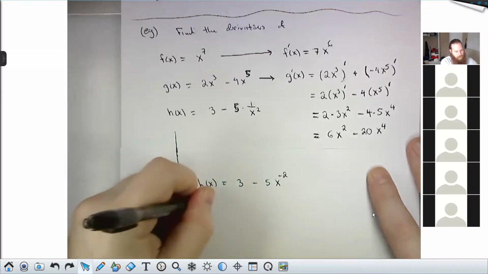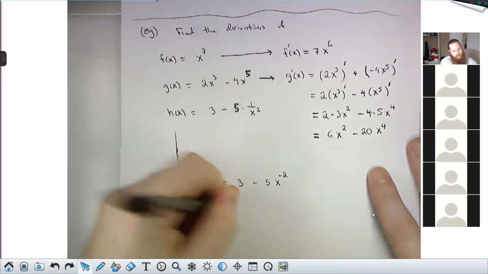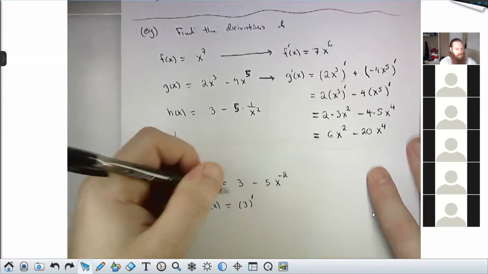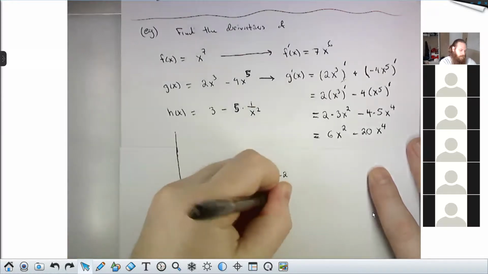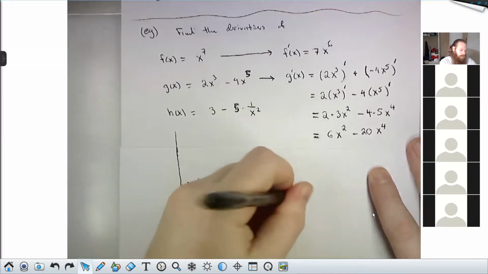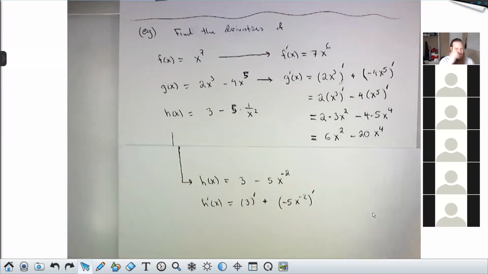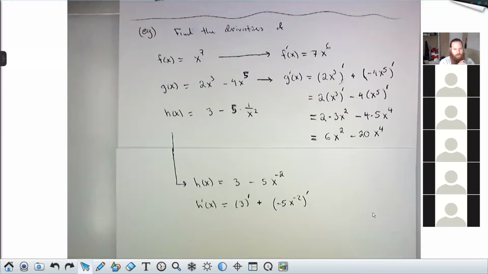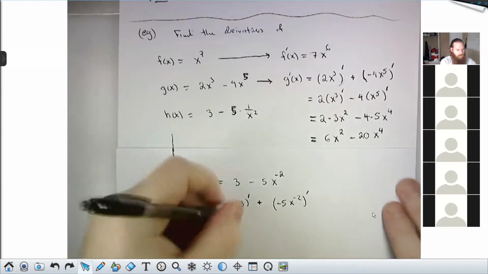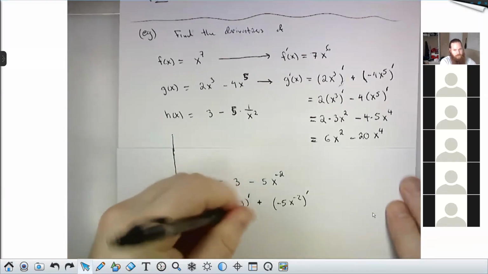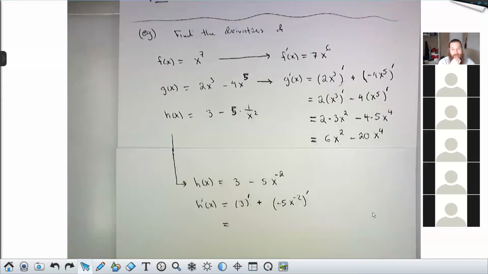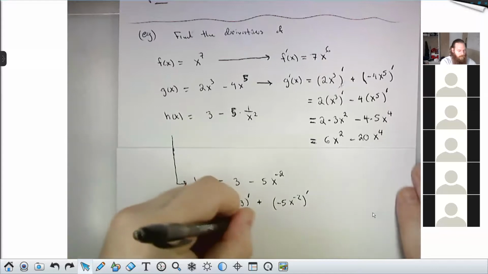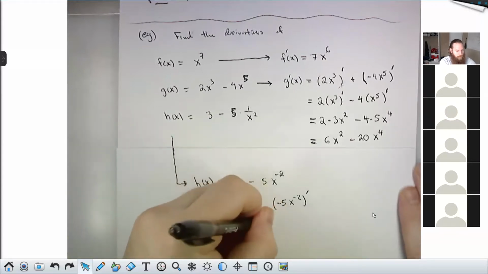So now h primed of x will be the derivative of 3 plus the derivative of negative 5x to the negative 2, just like we did on the last one. Everybody with me so far? What's the derivative of 3? What's the derivative of the constant function 3? 0. Good. 0. Now the negative 5 is going to pop out of this guy.